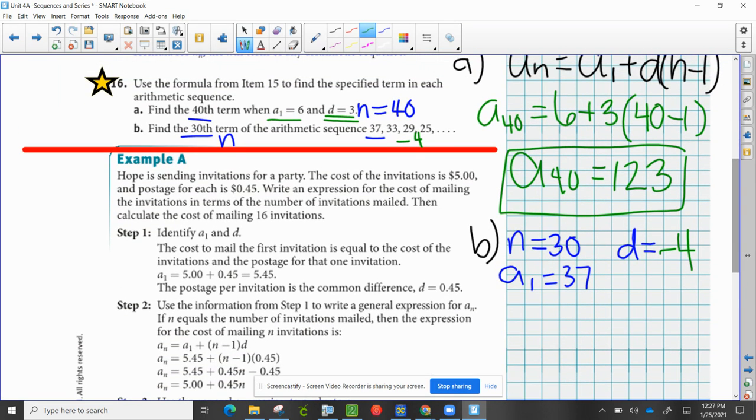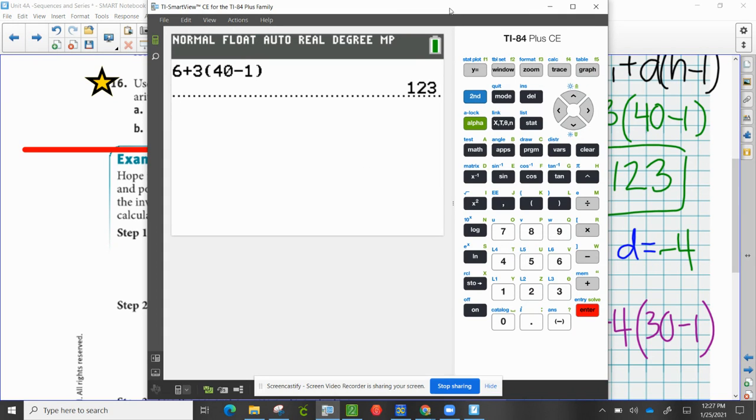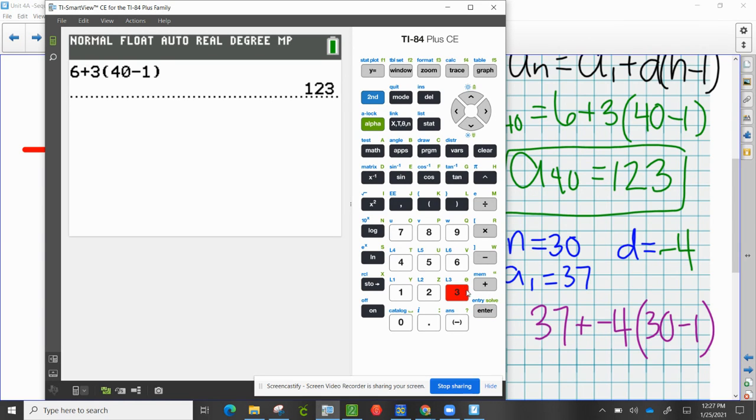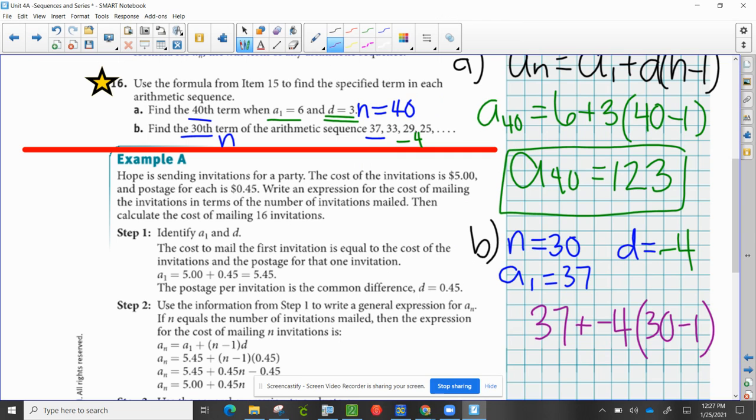Okay, so let's plug it into our formula. We have the first term, which was 37, plus our difference, which was negative 4, times n, which was the 30th term, so 30 minus 1. Okay, let's plug that into our calculator. So I have 37 plus negative 4 times 30 minus 1. So negative 79 would be this answer. So the 30th term would be, I already forgot it, negative 79.